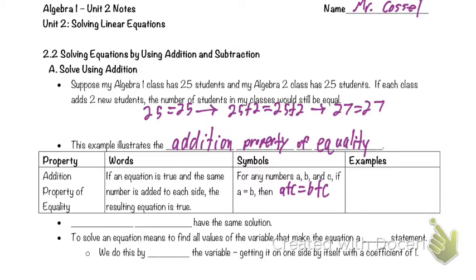Josh, give me a number. 32. So 32 equals 32. Is that correct? That's a true equation, right? Brady, give me another number. 46. If I take 32 and add 46, and I do it to both sides of the equation, do you think I'm still going to get a true equation? I think so. That's what the addition property of equality says. 32 plus 46, what is that? 78. 78 is equal to 78. Yes, it's still a true equation. It stayed true.